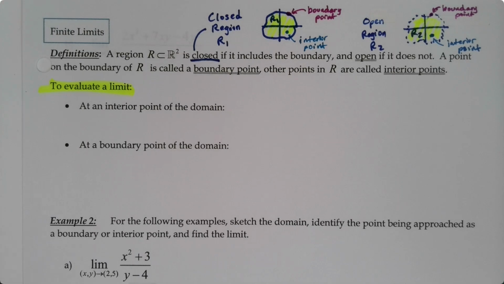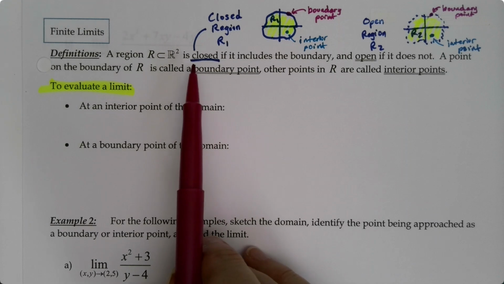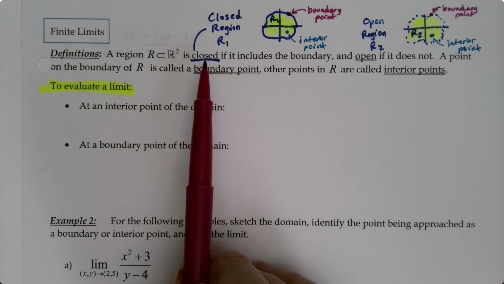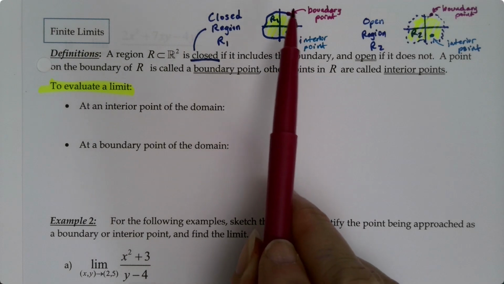Now we want to revisit a topic we saw in both Calculus 1 and Calculus 2, which is finding limits. In particular, right now we're interested in finite limits, so limits at particular values. So we have a few definitions we need to learn. A closed region is a region that includes the boundary.